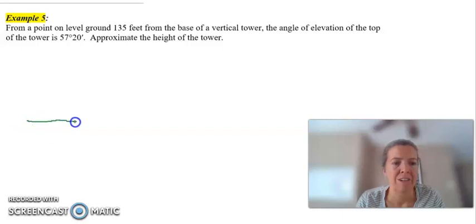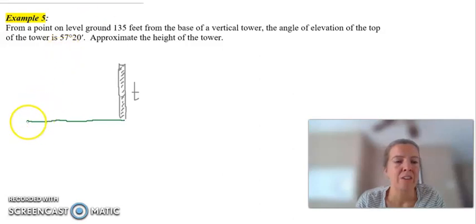Let's say here's the ground. I'm going to do the best I can here. It's not going to be the most beautiful picture you've seen. Vertical tower. Okay, so we'll just draw that here. I don't know exactly what kind of tower. And we're trying to find the height of the tower. So let me call this T for tower.